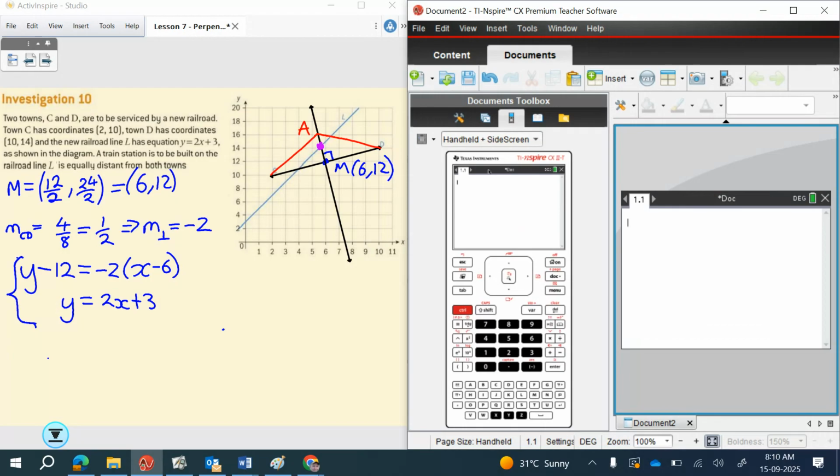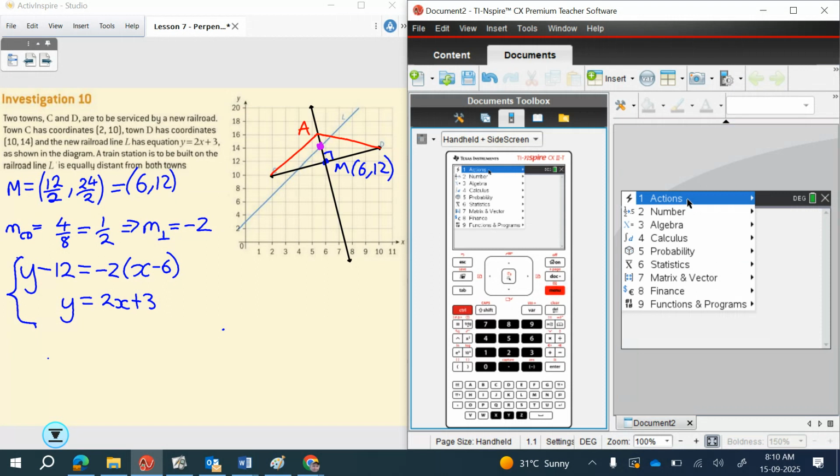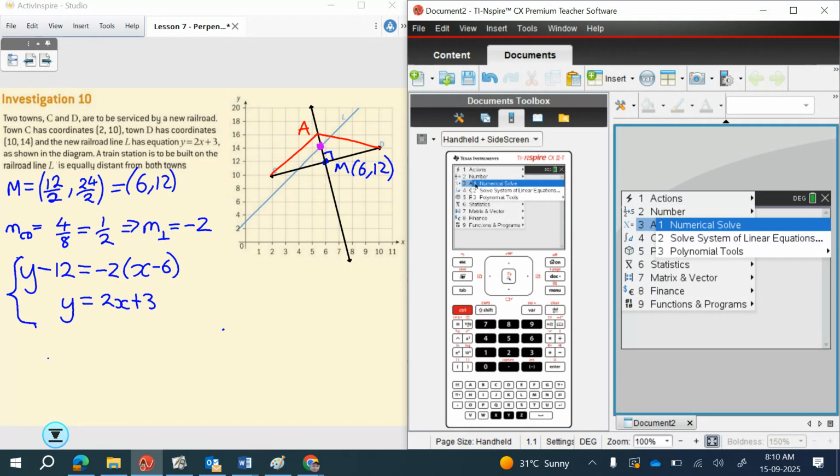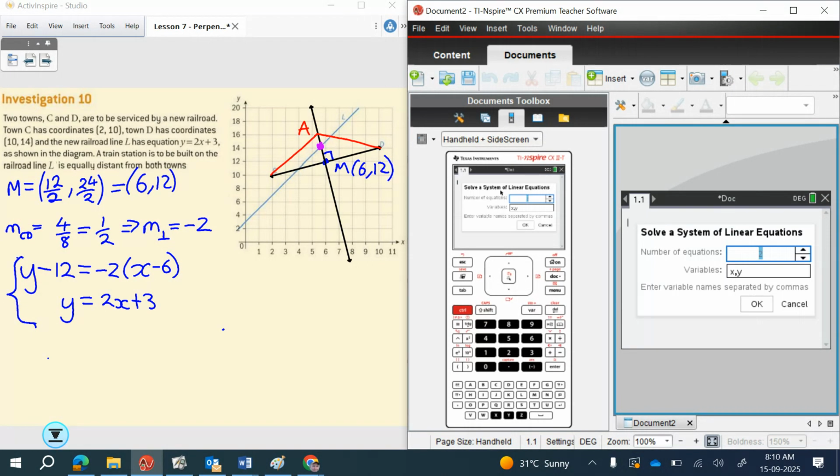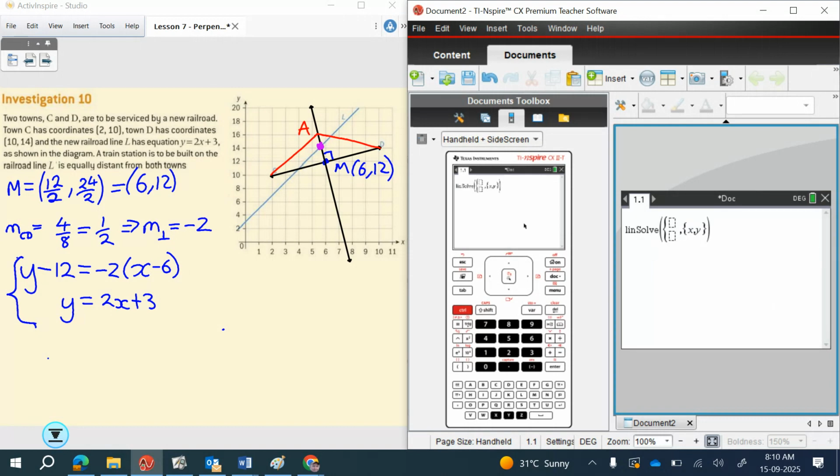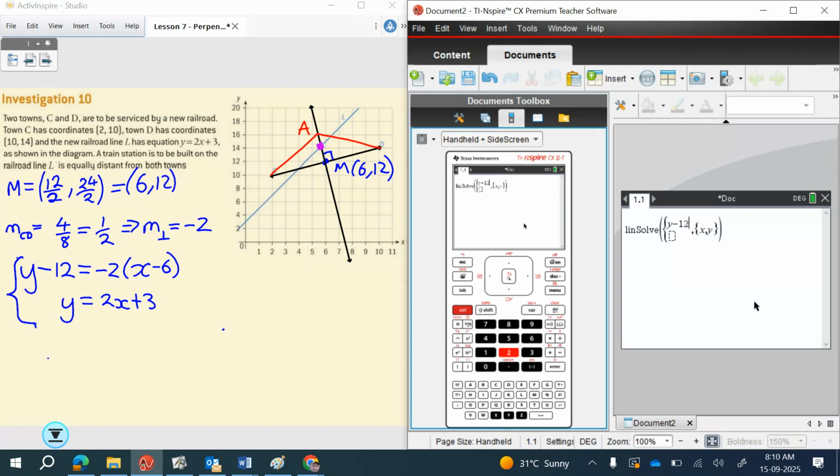So now what we need to do is solve an equation system. We press menu, algebra, system of linear equations. This one's going to have 2 equations in the variables x and y, so we're all good to go. And then we type in the equations as we see them. Y minus 12 is equal to -2 times bracket x minus 6 close bracket.